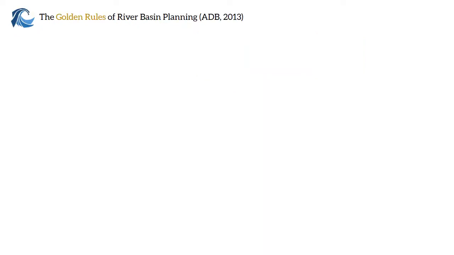But looking at ADB, Asian Development Bank, they have actually created 10 golden rules on river basin planning. Now, I don't agree with all of them, and I'll tell you why when we get there, but at least it gives us an idea on how to look at river basins and how we should approach them when we look at how to manage them.